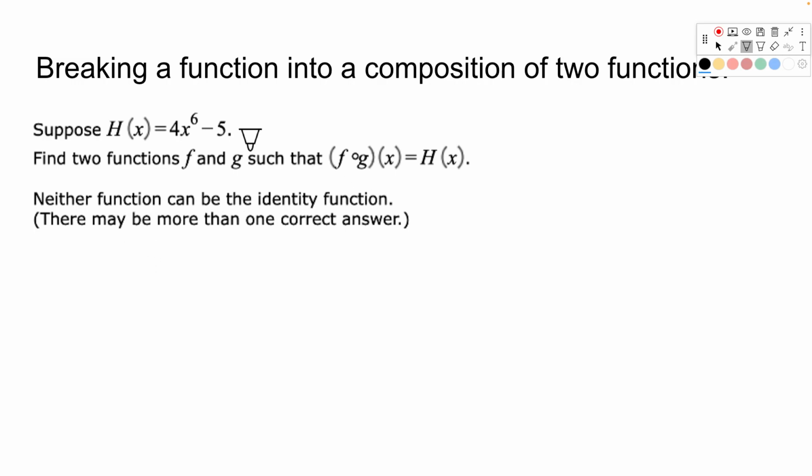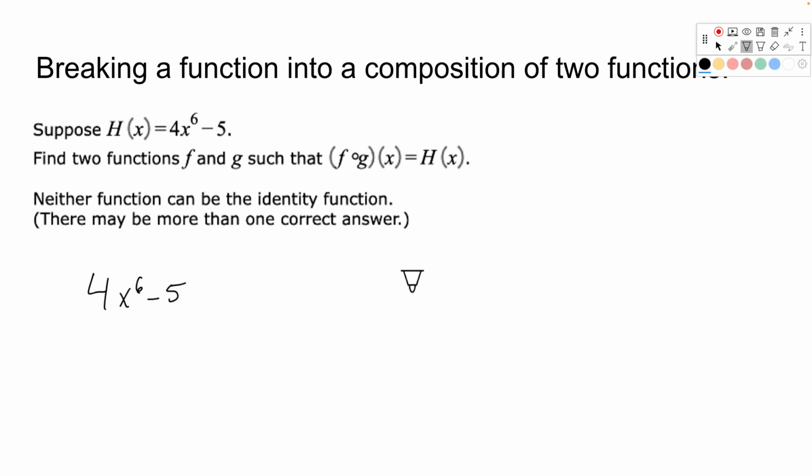So this one is breaking it into a composition. We start off with this function 4x^6 minus 5. And neither piece can be the identity function. The identity function is just f of x equals x, and that makes it too easy. If you make one the identity function, one's x and the other is just like it is, right? So how could we break this into two pieces?